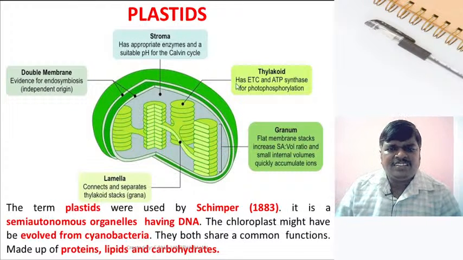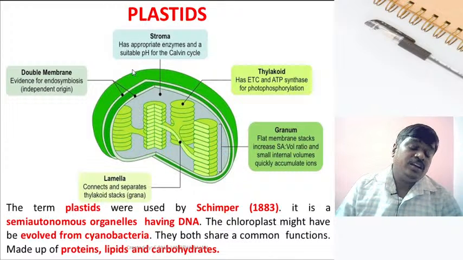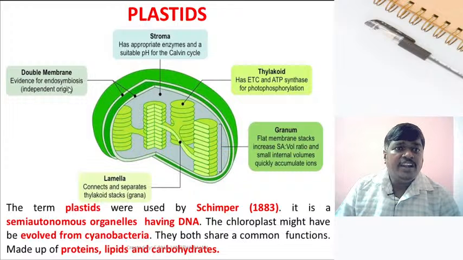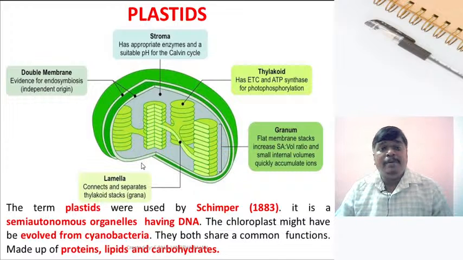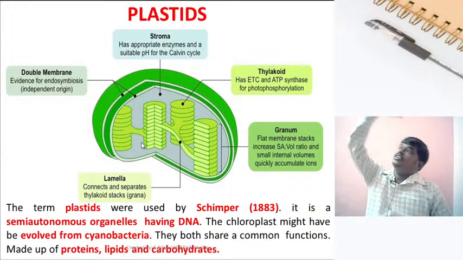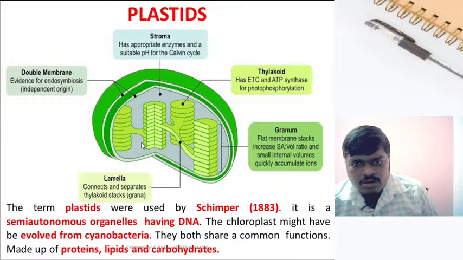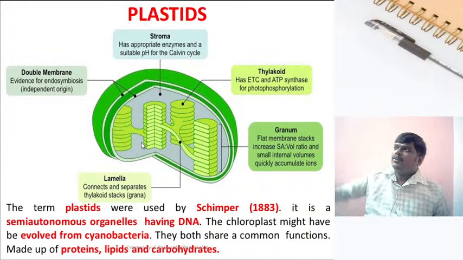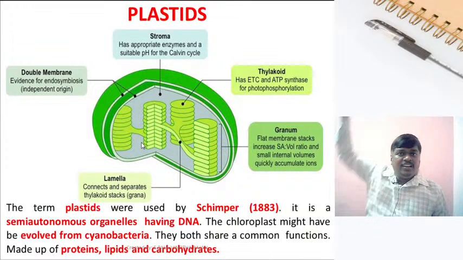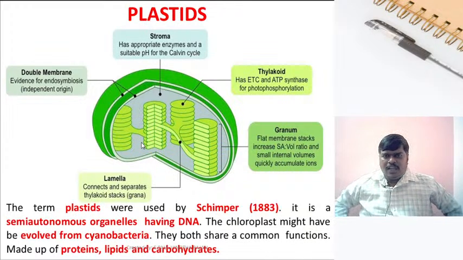Of these, the main plastid is the chloroplast. Chloroplast is again a double membrane organelle. The double membrane is evidence for endosymbiosis, that is, an independent origin. That's what I told you: it might have evolved from cyanobacteria. Just assume that the room in which you are sitting is a chloroplast. You have one wall, right? Think that above that one more wall is there. Like that, 2 layers will be there in plastids. And the floor is called stroma.